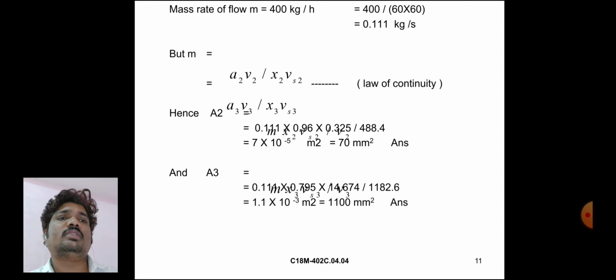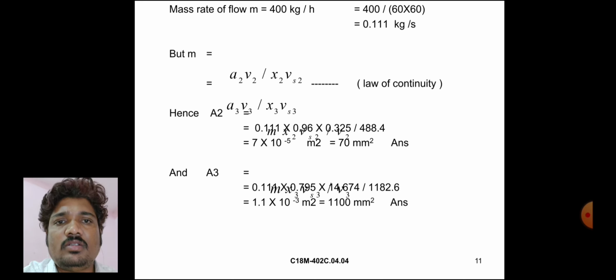The first problem is completed. We solve the next problem, the second problem.